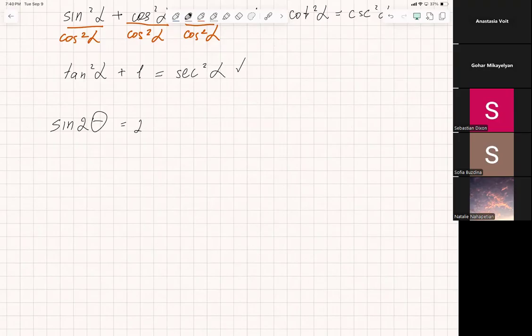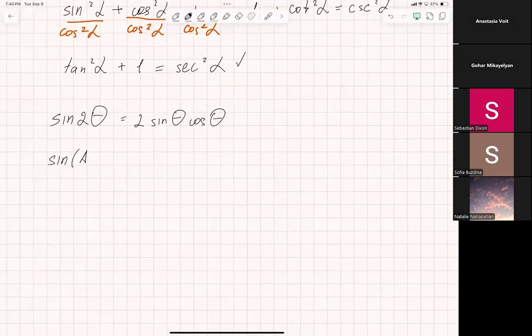So the formula is 2 sine theta cosine theta. How was it derived? Let's say we don't remember that. For this, I think it's easier to remember this one than to remember, I forgot what it's called.